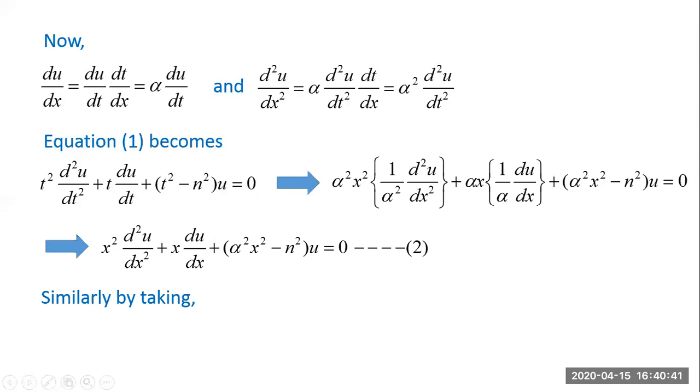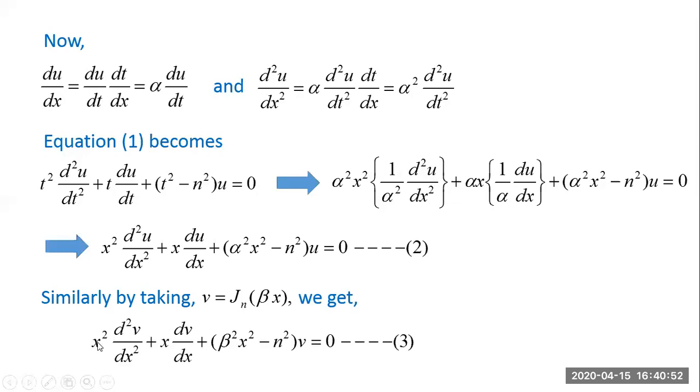Similarly, if I take v as Jn of beta x, the second term in that integral, Jn of beta x, let me denote it by v. With similar steps, I get x square d square v by dx square plus x into dv by dx plus beta square x square minus n square into v equal to 0. Let me call this 3.